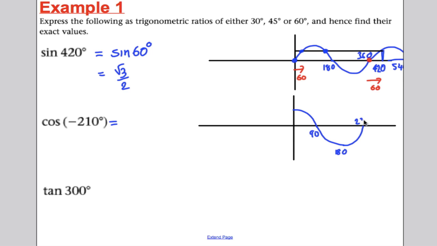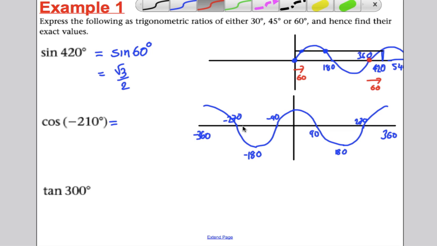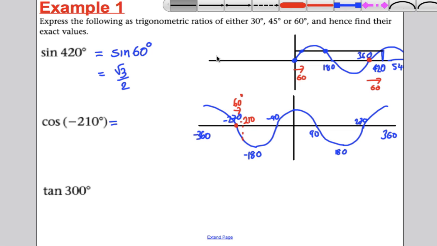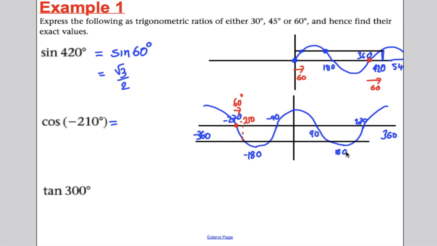Then it was 270, and finally it came up for 360, and it was the same the other side here. This was minus 90, minus 180, minus 270, and this would have been minus 360. So where's minus 210 here? Well, let's circle it. Minus 210 is somewhere here, and it's 60 degrees back from the negative 270. So we're going to draw a line across here and see where we get a similar value to this.